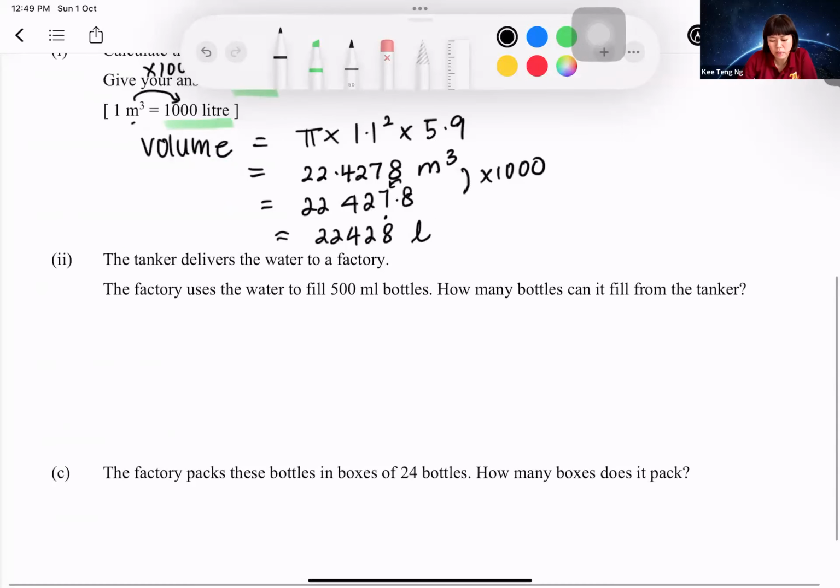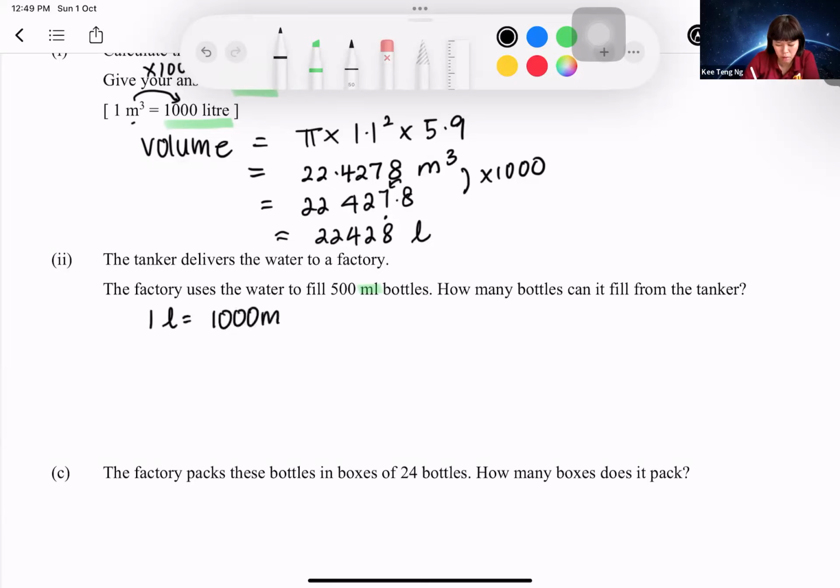Next, the tanker delivers the water to a factory. A factory uses the water to fill 500 ml bottles. This one is ml. How many bottles can it fill from the tanker? So we have to remember on our own, 1 liter equals 1,000 ml. All right, so 500 ml bottles is actually quite small.